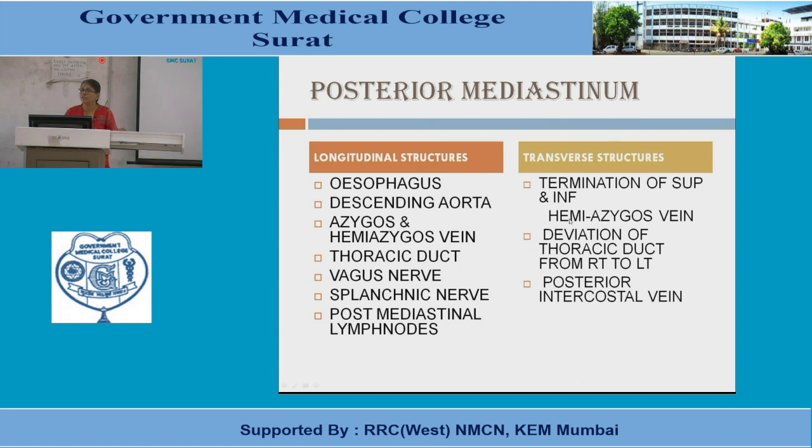Termination of the superior and inferior hemiazygous veins. Near the termination they form an arch, so they are like a transverse structure. While they are vertically running veins, near termination they form an arch. So we have taken this under transversely running structures.